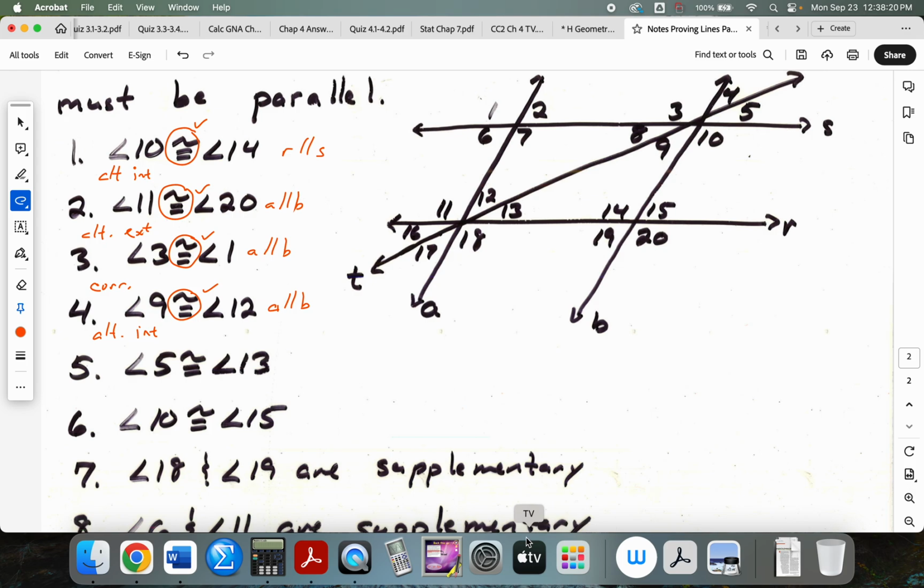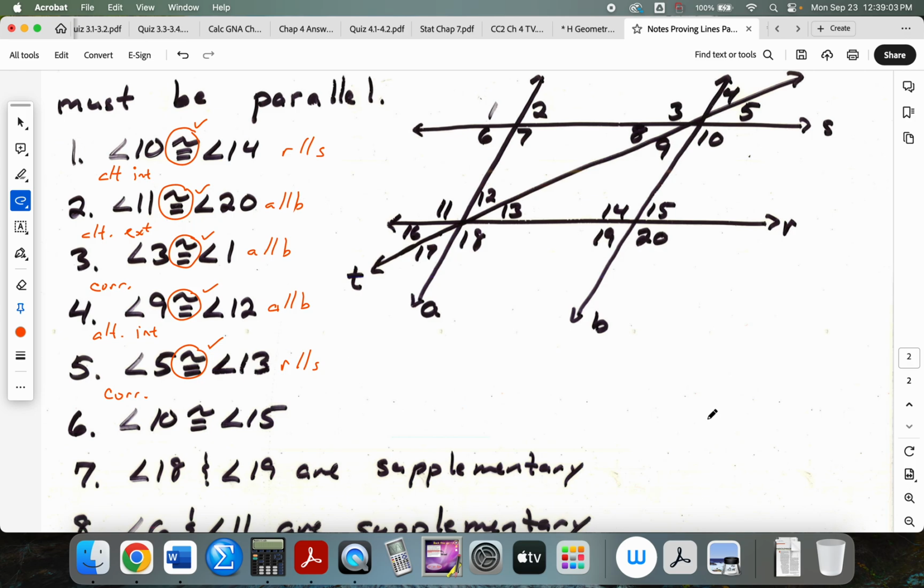All right, let's go on. Angle 5 and angle 13. Do they share a line? Yes, what is it? T. The other side of 5 is S. The other side of 13 is R. What type of angles are 5 and 13? Corresponding angles. Is congruent the right relationship for those? Yes. So R is parallel to S, or S is parallel to R. The order's not important.